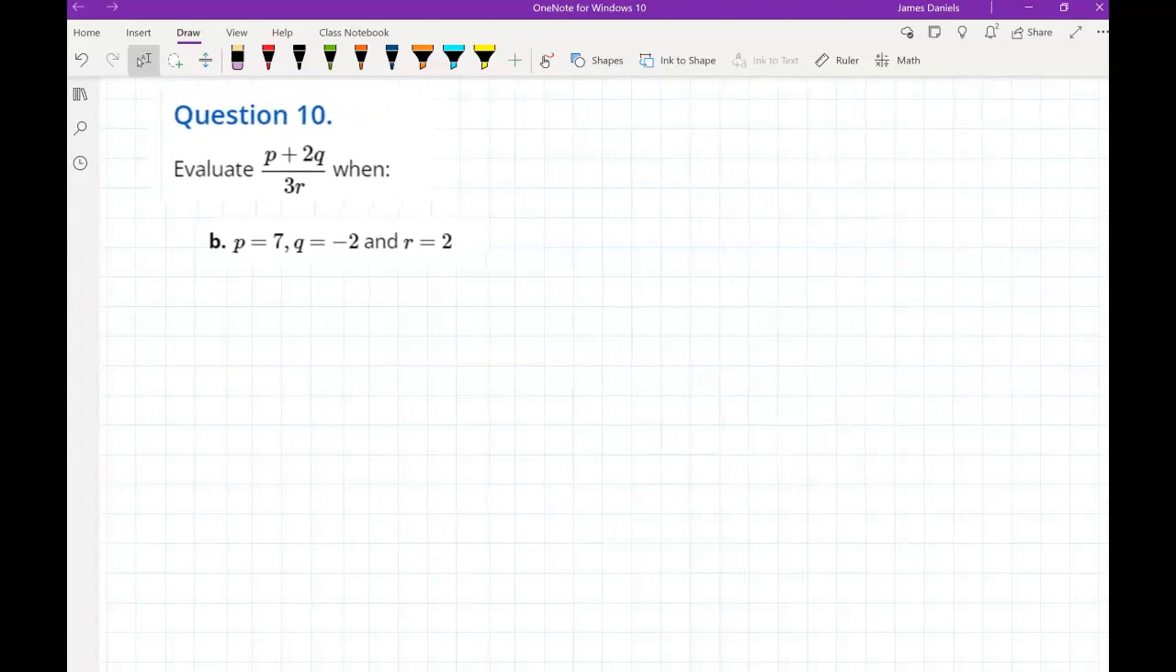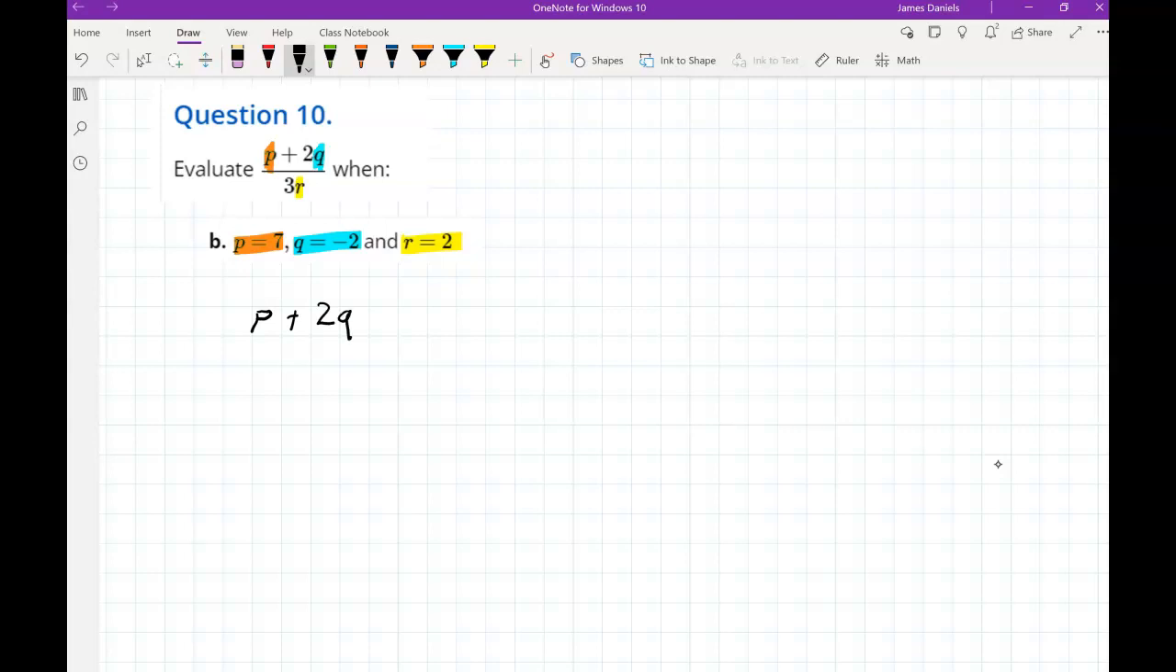Alright, moving on to question 10. Once again it says to evaluate, that means we're going to get an answer. This time I have 3 pronumerals. I have an R, I have a P, and there is given a Q. So if I set it up properly with my evaluate, P plus 2Q all that times 3R.